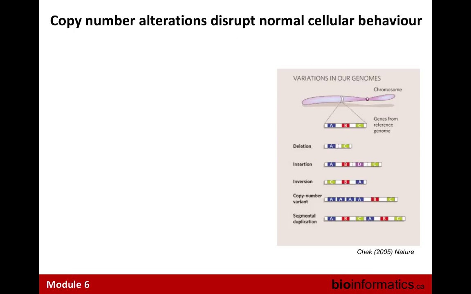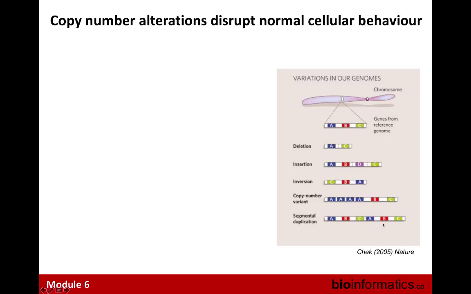Okay, so here are some examples of the type of copy number events that we would try to detect. You can see here a normal chromosome. This region of the chromosome has three loci, A, B, C. And we can look for deletions, right, where A is now next to C because B is deleted, where we have insertion of another portion of the genome, D. We can look for inversions, where we have C, B, A instead of A, B, C. Or we can look for copy number variations, where we see multiple copies of a particular locus, or even segmental duplications, which tend to be bigger.